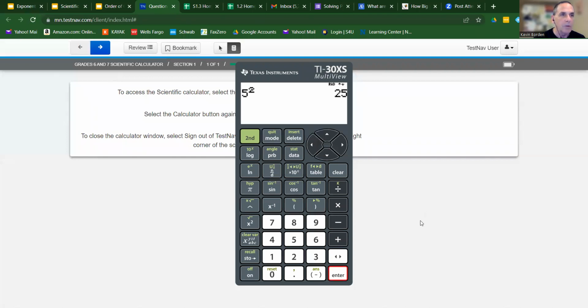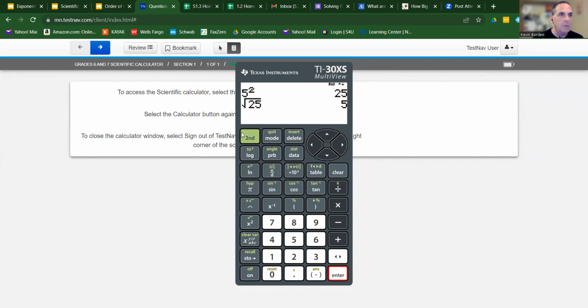Now, if we want to undo that and take a square root, we have to do it a little bit differently. We're going to click the second key, then the x squared button. But because we click the second key, it gives us the square root function, and we can clearly see that. And then we type our number in at the end, and it goes underneath that square root symbol. Then we click enter, and you can see that we get back to 5. So that's how we can go back and forth.